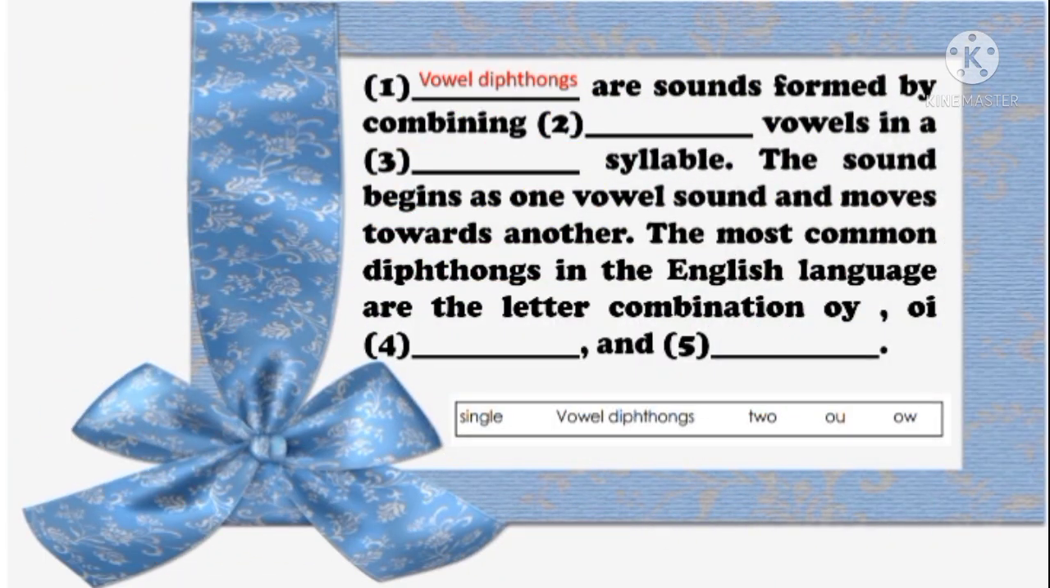Vowel diphthongs are sounds formed by combining two vowels in a single syllable. The sound begins as one vowel sound and moves towards another. The most common diphthongs in the English language are the letter combinations OY, OI, OU, and OW.